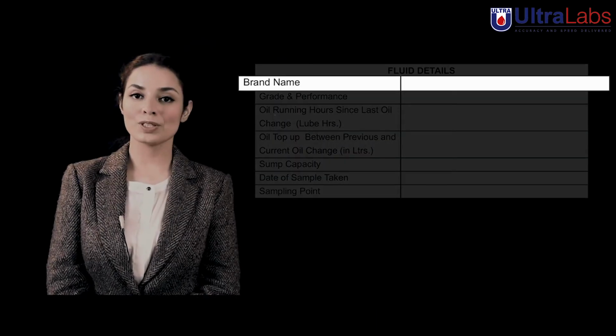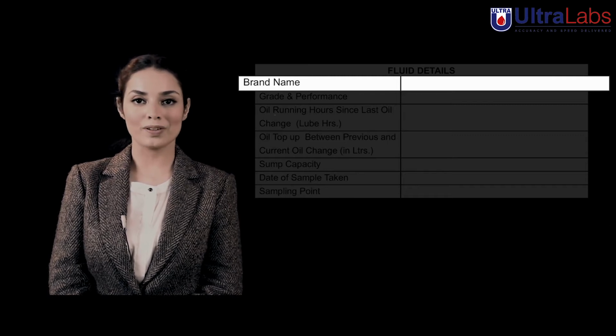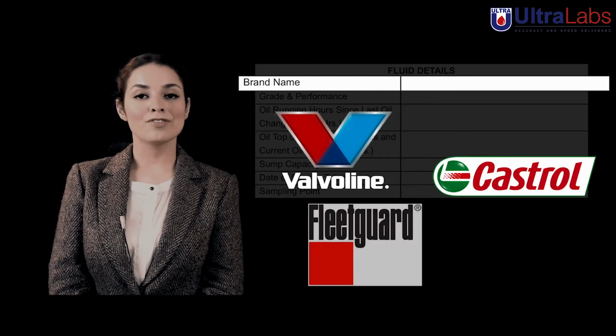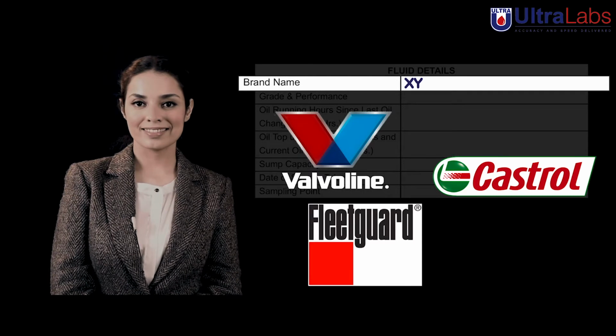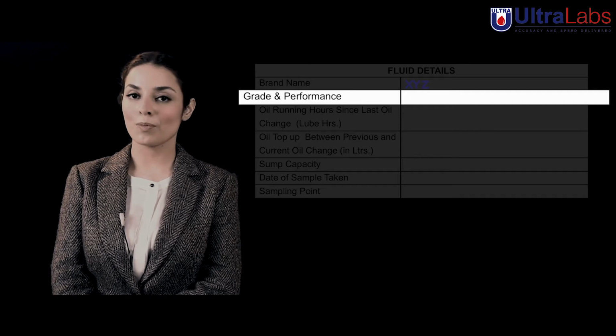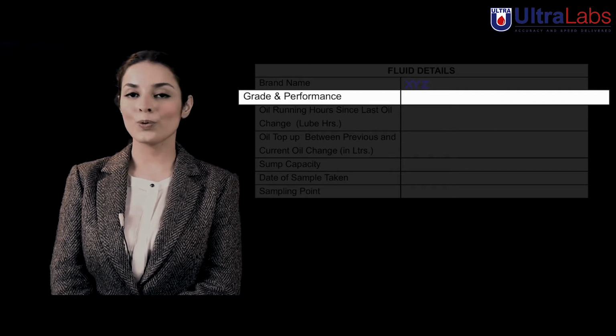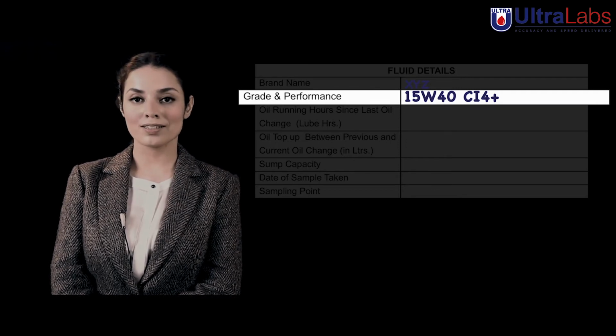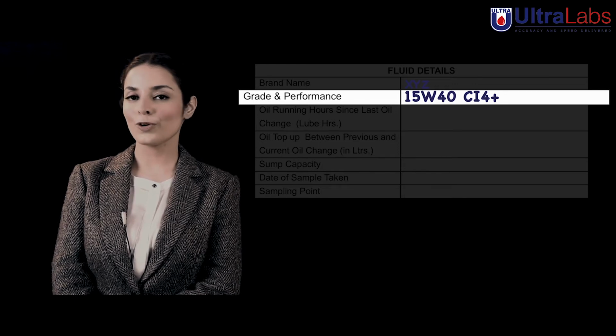Next to brand name, please mention the brand name of oil or coolant being sampled. For example, Valvoline Premium Blue, Castrol Magnetic, Fleetguard Ultra Cool, etc. Next, mention the correct grade and performance specifications of the oil or coolant sample. Example, 15W40, CI4 Plus for oil or DCA4 for coolant. Many a times customers provide only the grade, not mentioning the brand and performance level of the fluid, making it difficult to analyze the sample results.